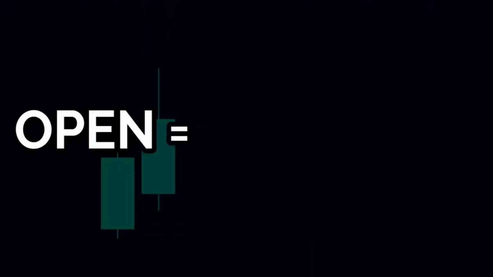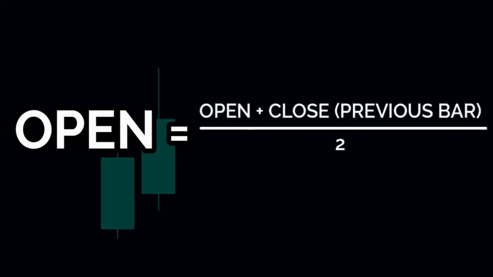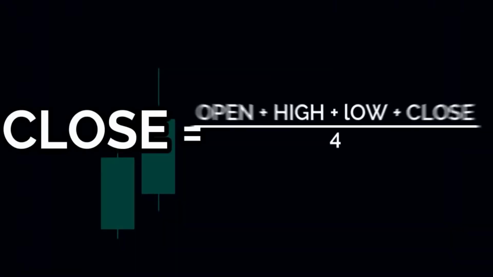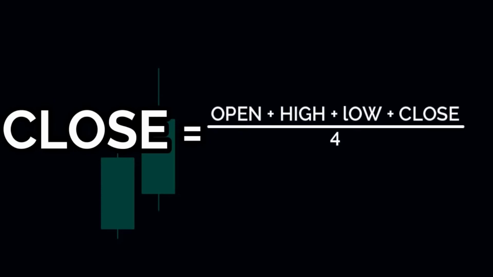Now, the open of each Heikin Ashi candle is calculated by adding the open and close of the previous candle and dividing it by 2. In other words, we can say that the open of the current Heikin Ashi candle is the midpoint of the previous Heikin Ashi candle. The close of the Heikin Ashi candle is calculated by adding the open, high, low, and close of the current candle and dividing it by 4. In other words, it is the average price of the current candle.